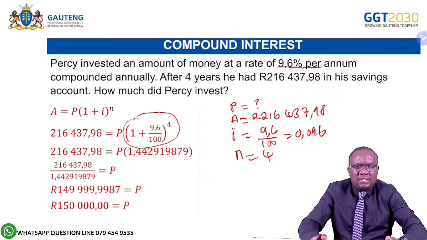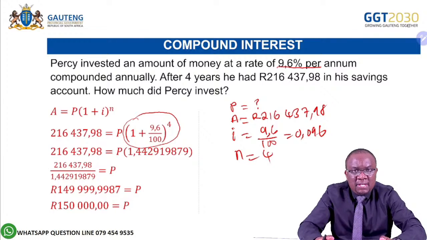Right. Now I'll try to explain the remaining questions. Since we are left with roughly 5 minutes, let me explain the remaining questions. I'll try to be slow. Please remember our WhatsApp line 079-454-9535. If maybe there's something you did not understand, please send us the question.